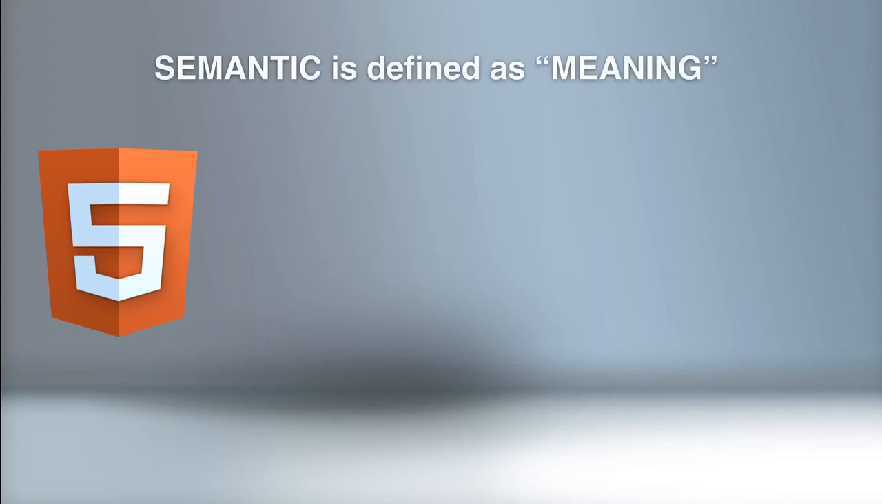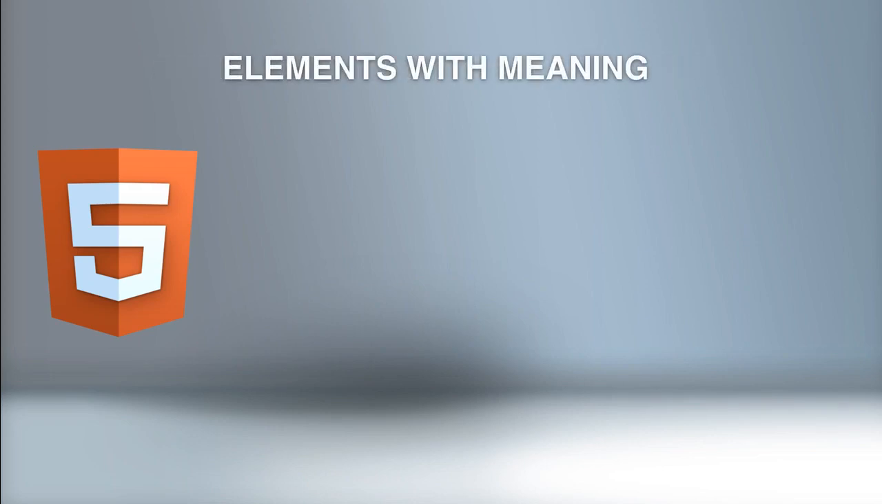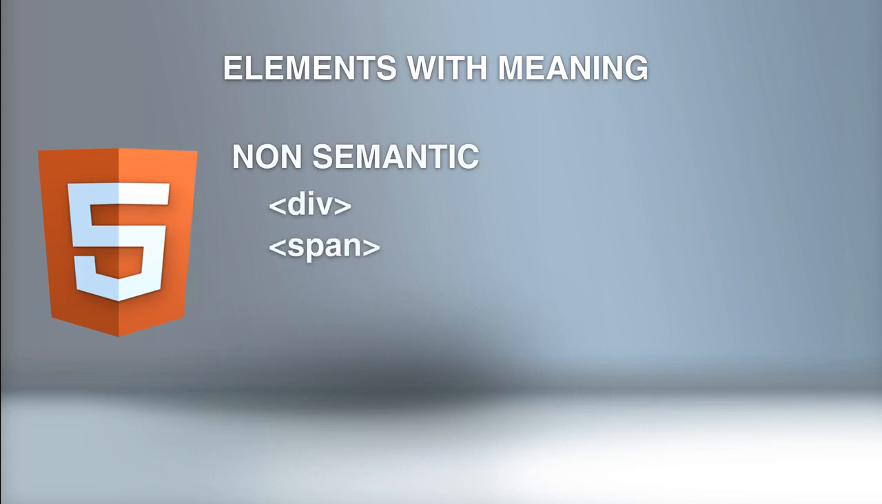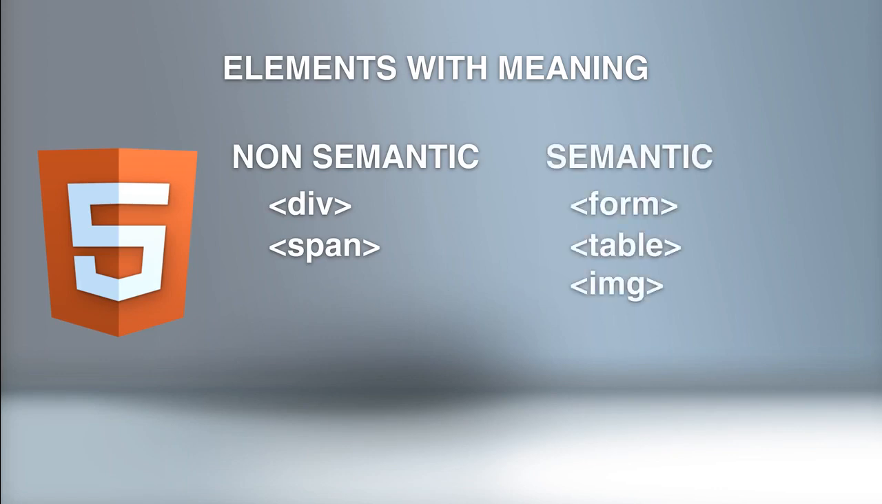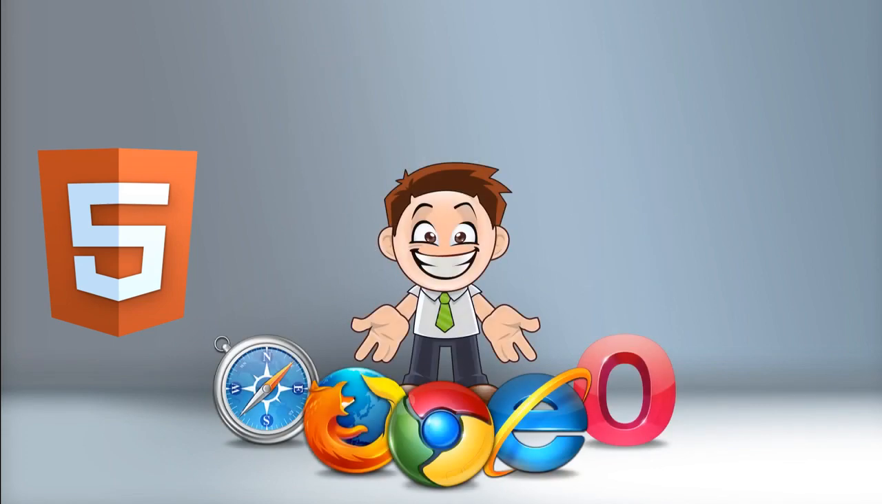Semantic is defined as meaning. So semantic elements are elements with meaning. A semantic element clearly describes its meaning to both the browser and the developer. So for example, non-semantic elements would be div and span, which tell you nothing about its content. Examples of semantic elements such as form, table, and image clearly define its content. And as mentioned in the introduction video, semantic elements are supported by all major browsers.